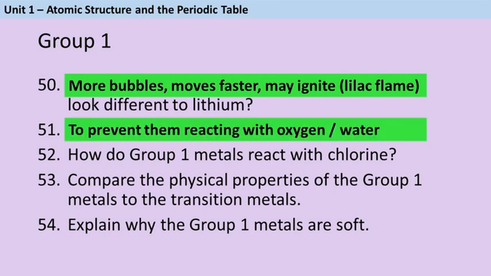The group 1 metals are kept under oil because they're so reactive, and the oil prevents them from reacting with oxygen in the atmosphere and also water.